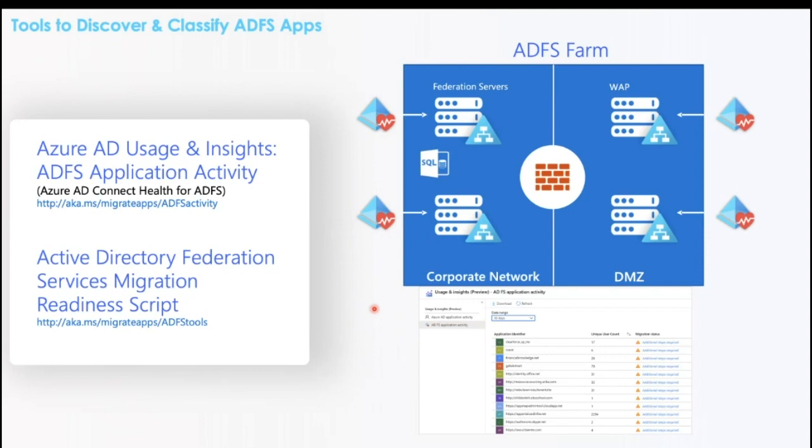There are some tools available to get some insights. The Azure AD Connect Health we talked about earlier does an inventory of all your applications. It presents you, and we'll look at what that looks like on the next page, an inventory of all your applications that are available in your ADFS environment. It gives you some metrics on who's using it, how many users are using those apps, and also gives you a migration status. Why is that important?